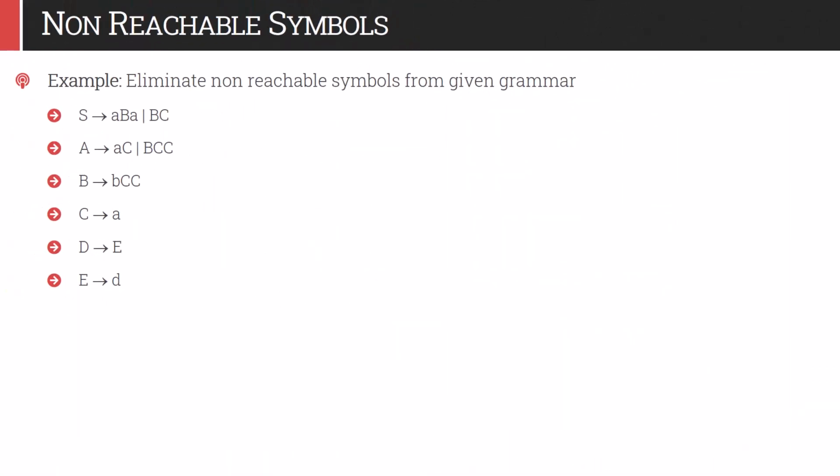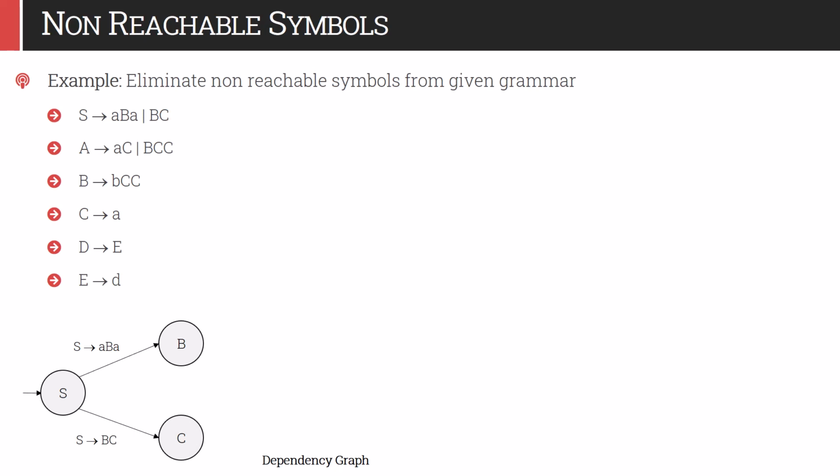In another example, we have to eliminate non-reachable symbols for this grammar. So again, S derives A capital B A. So we will move from S to state B by reading ABA. So S will be the originating vertex, B will be the terminating vertex. We also have one more production from S, that is S gives capital B capital C. So by reading that production also, we can go to B or C.